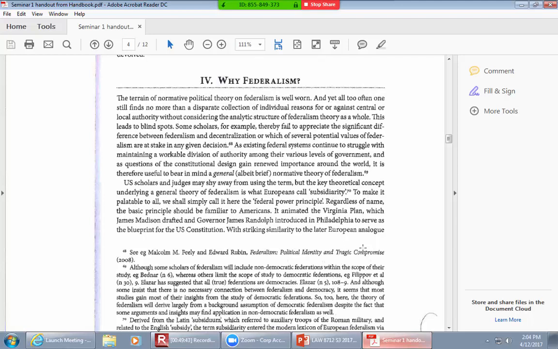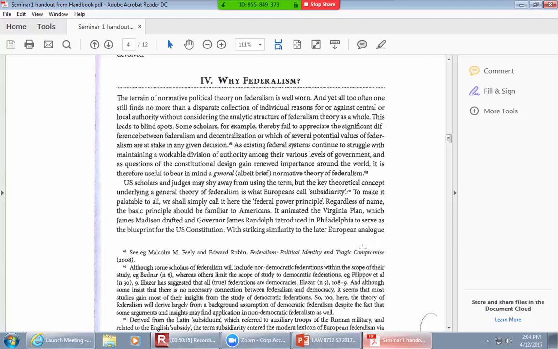So they're trying to figure out, why would you have a federal system? What is the point there? And I want to drop to the second paragraph. It says, U.S. scholars and judges may shy away from using the term. What term? Subsidiarity. So he's talking about the relationship between subsidiarity and federalism.